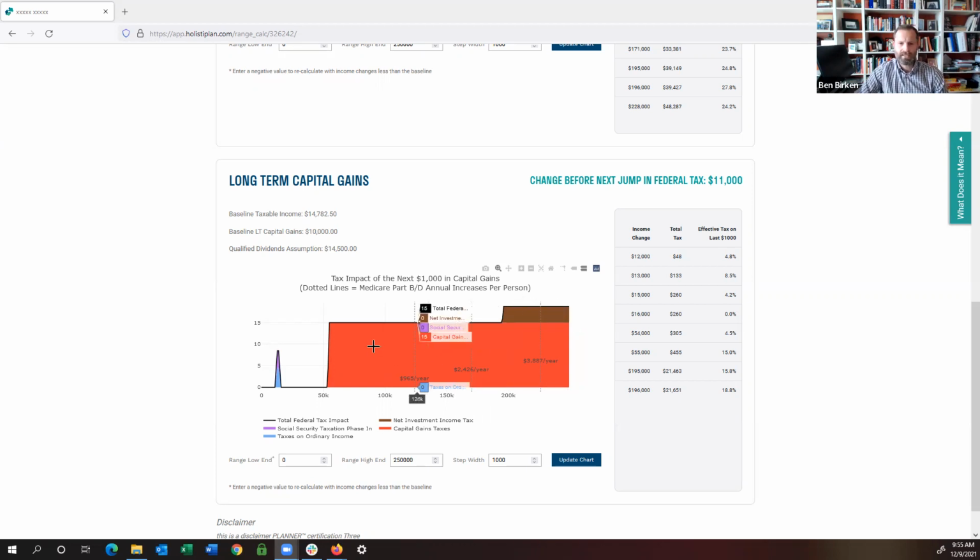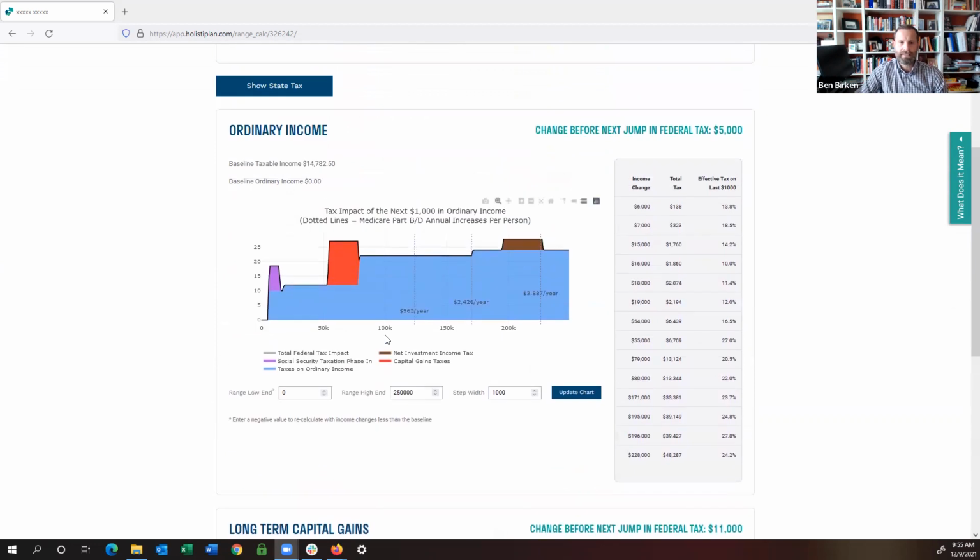A couple of other points to talk about, because this is a couple where at least one person is over the age of 65, you'll see the dotted lines show up here.